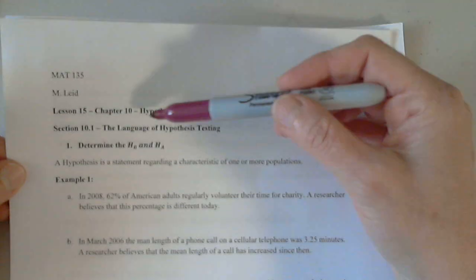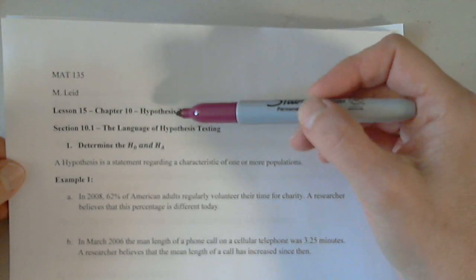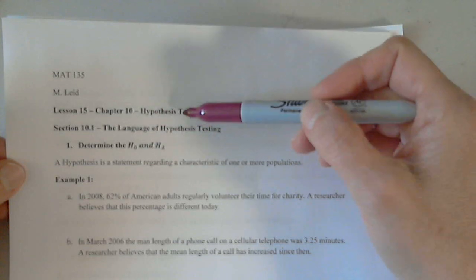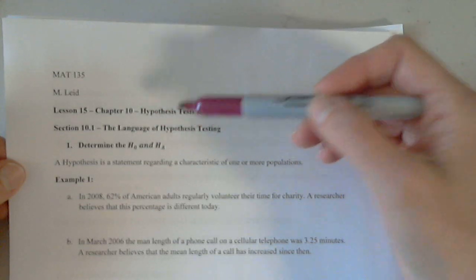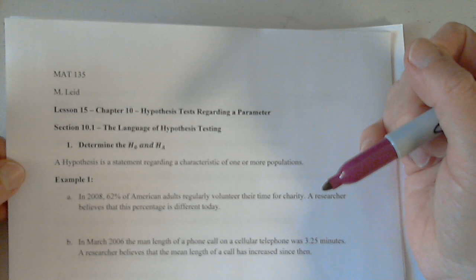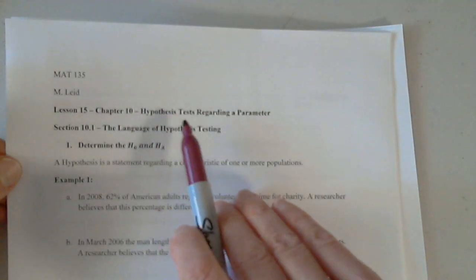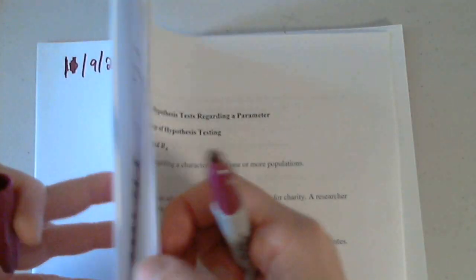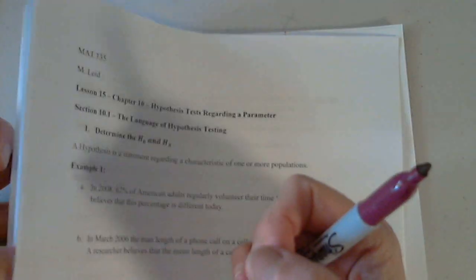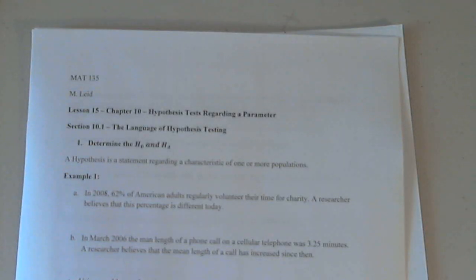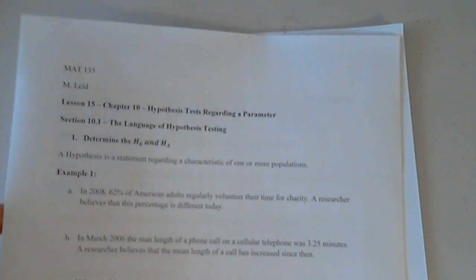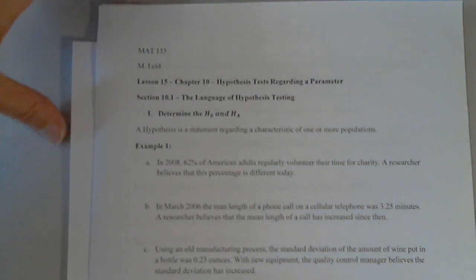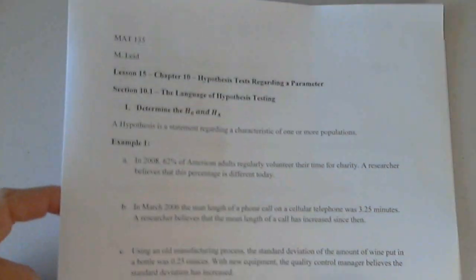So notice that the word hypothesis with an I is singular, and with an ES means plural. Okay, so hypothesis test regarding a parameter. Today, if we can cover more than 10.1, maybe we'll move on. I don't have a handout yet for 10.2, but for 10.1, this is what we need to cover. If we finish sooner, we'll do other problems. If not, we can move on to 10.2.